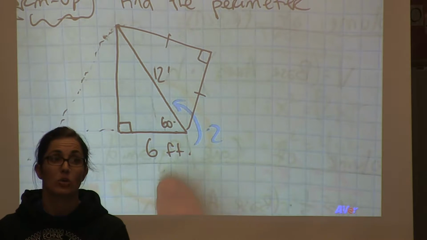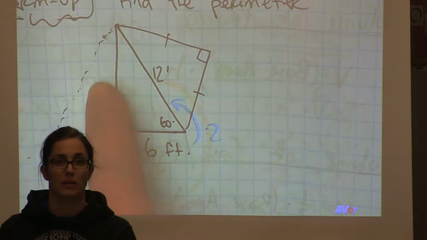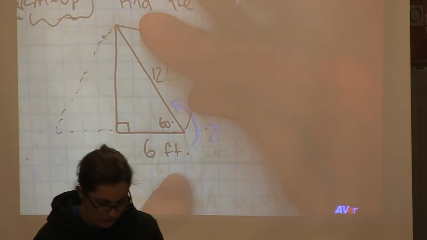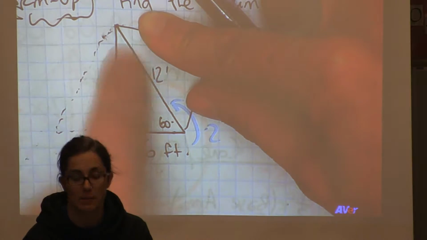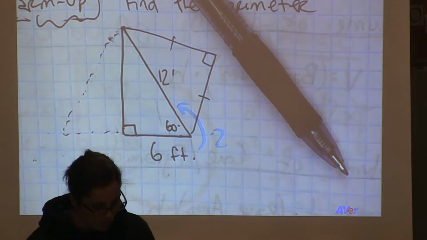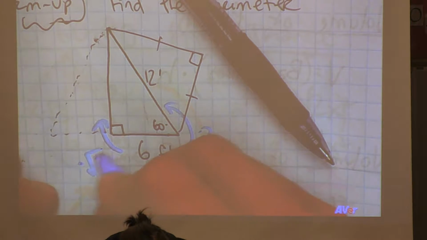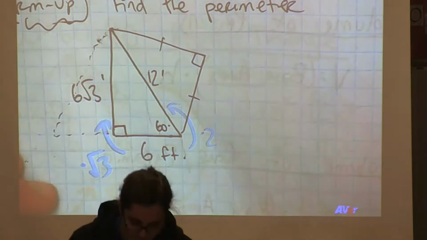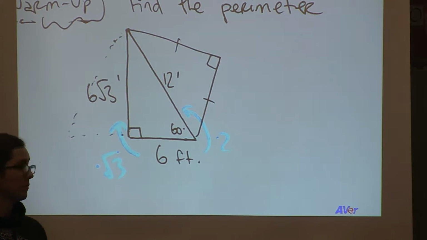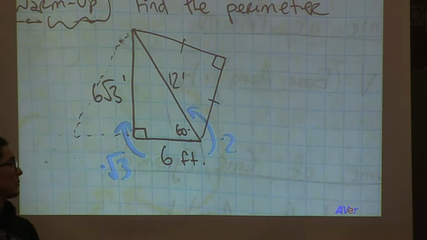Or you wouldn't ever have to memorize that because you could always do the Pythagorean theorem right here, and you could find that height, that missing side. And again, the same property of the missing side says it's times the square root of 3. So this side would be 6 root 3 feet.